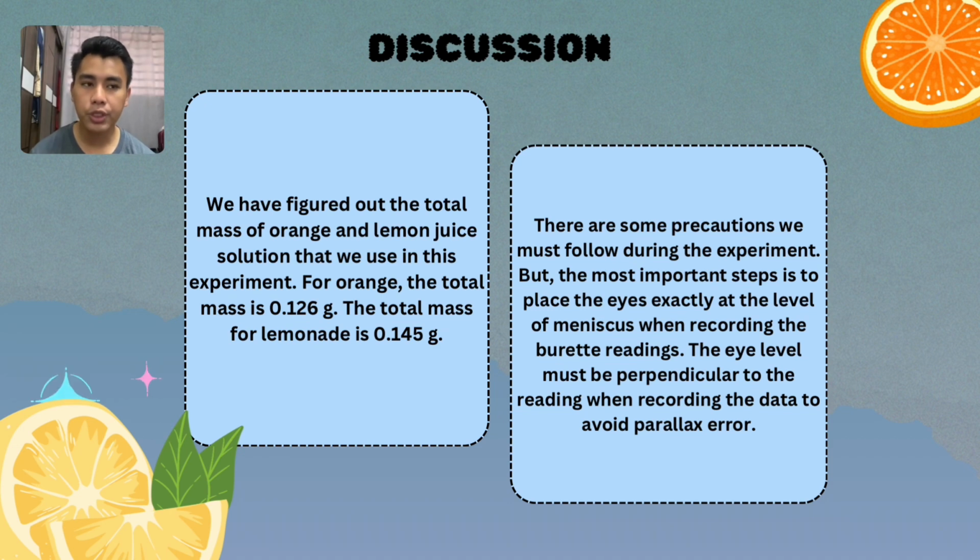There are some precautions that we must follow during the experiment, but the most important step is to place the eyes exactly at the level of the meniscus when recording the burette readings. The eye level must be perpendicular to the reading when recording the data to avoid parallax error.